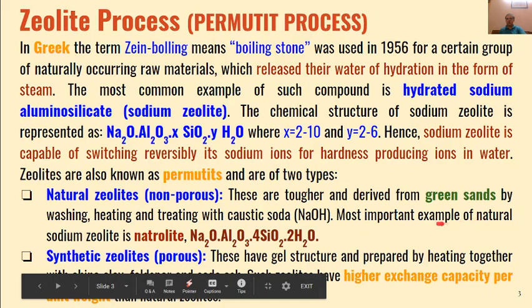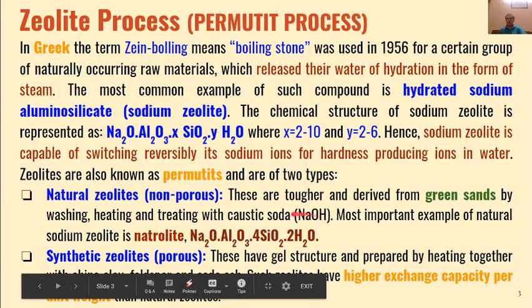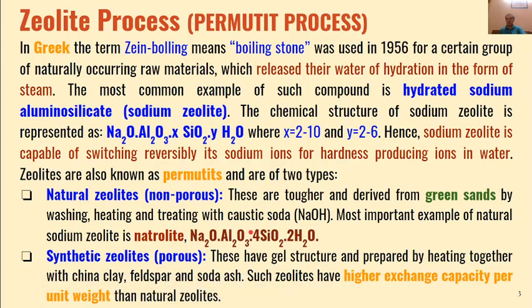The most common and important example of natural sodium zeolite is natrolite, where the value of X is 4 and Y is 2. There are 2 waters of hydration and 4 silicon dioxide molecules in this zeolite. So this is most commonly used in the zeolite process.